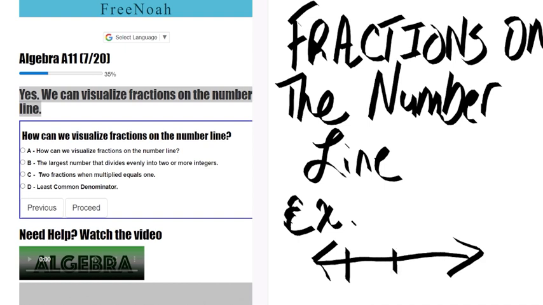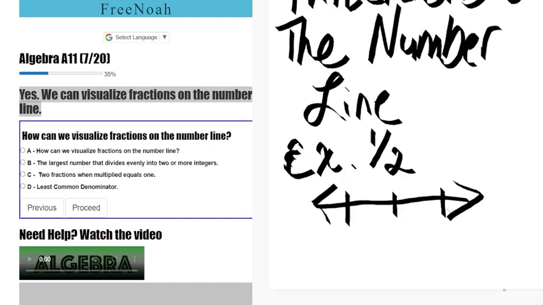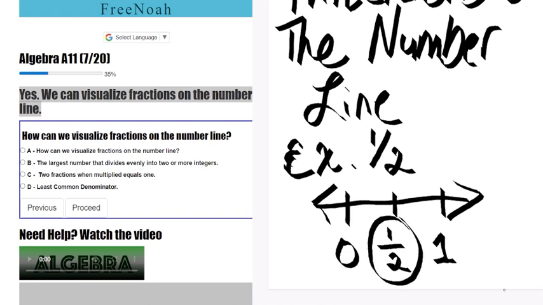We're going to draw a number line here with three strikes. And we're going to visualize half, or 1/2. So we read the number line from left to right. We're going 0 here, half here, and a 1 over here. And that's how we visualize half on the number line.